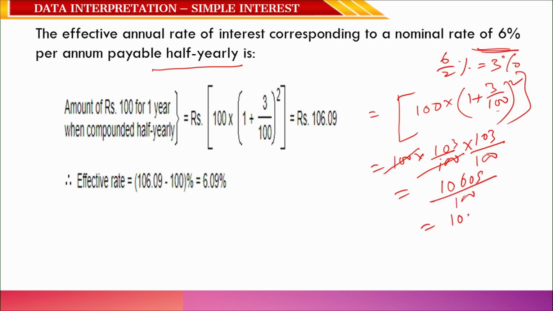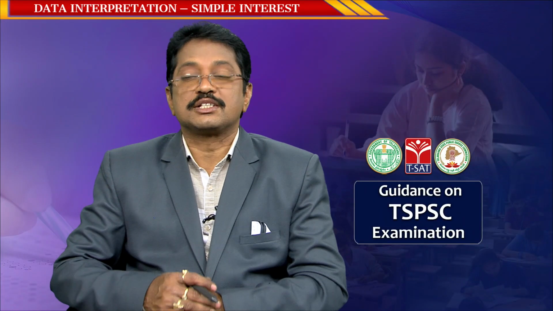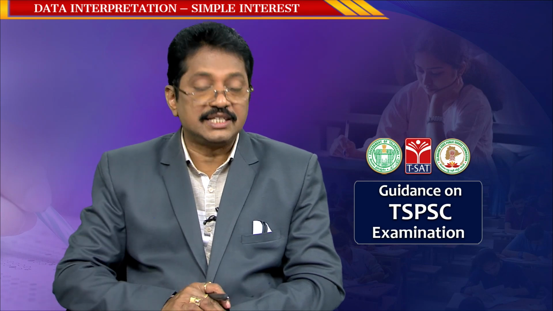You can say 10.609. When it is 10.609, we can say that is 106.09, correct. Then the total amount for 100 is 106.09, so the interest is 6.09. Once you say it is 6.09, it means here the effective rate of interest will be 6.09%. Clear. Now, we will see one more question.